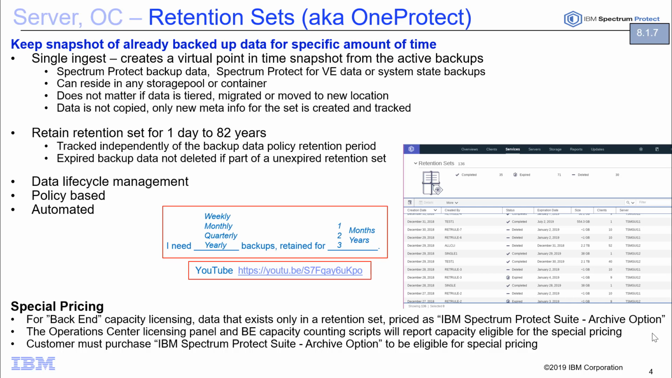Another nice thing about retention sets is special pricing. So once the data is no longer being retained as a backup, but now we're just retaining it for retention sets, we will then track that data at a different price point if you are using the Spectrum Protect Suite archive option. And we do have a BE capacity counting script which will go through and check to see when this data is turned from backup versions into only being retained for retention sets. And that runs basically on a weekly basis, so you would see those numbers update in your licensing.